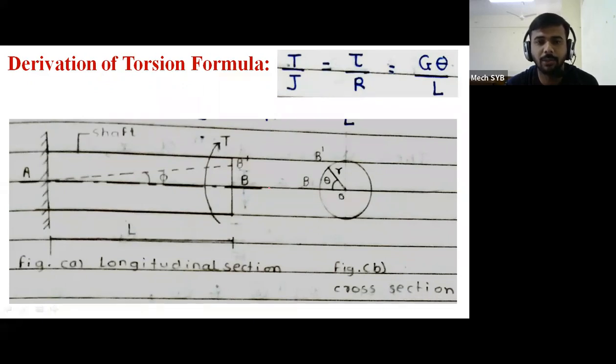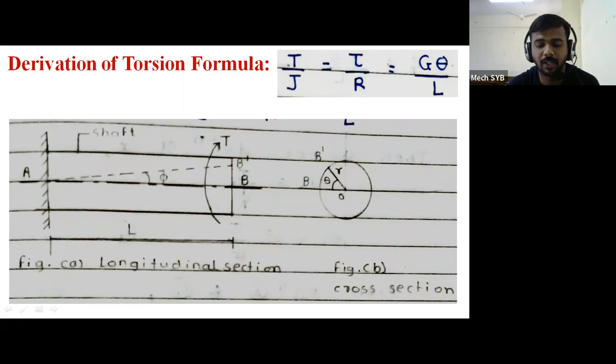and due to that twisting moment, how it is correlated with the shear stress value and the shear strain value. That means the shaft is not subjected to tensile loading, the shaft is not subjected to compressive loading, but the shaft is a rotating element. It is used to transmit power from one location to another location by using chain drive, belt drive, gears, pulleys, etc.